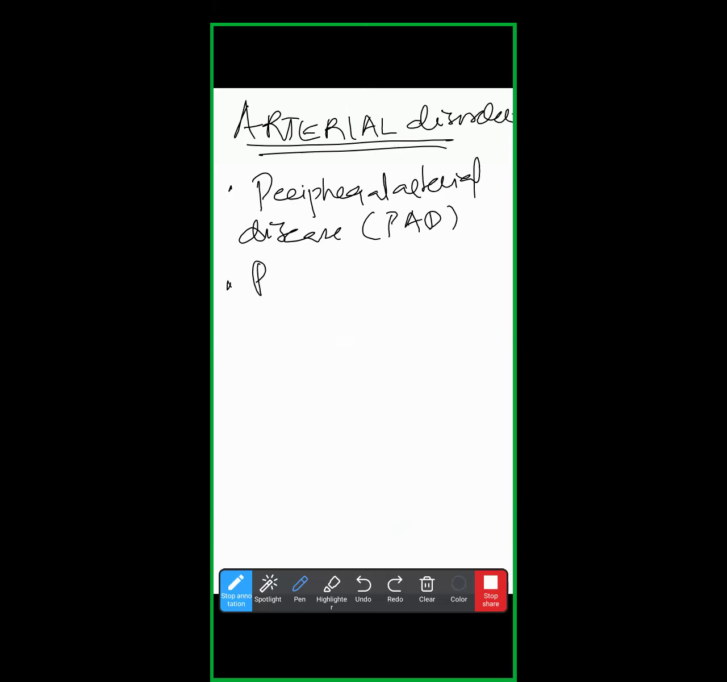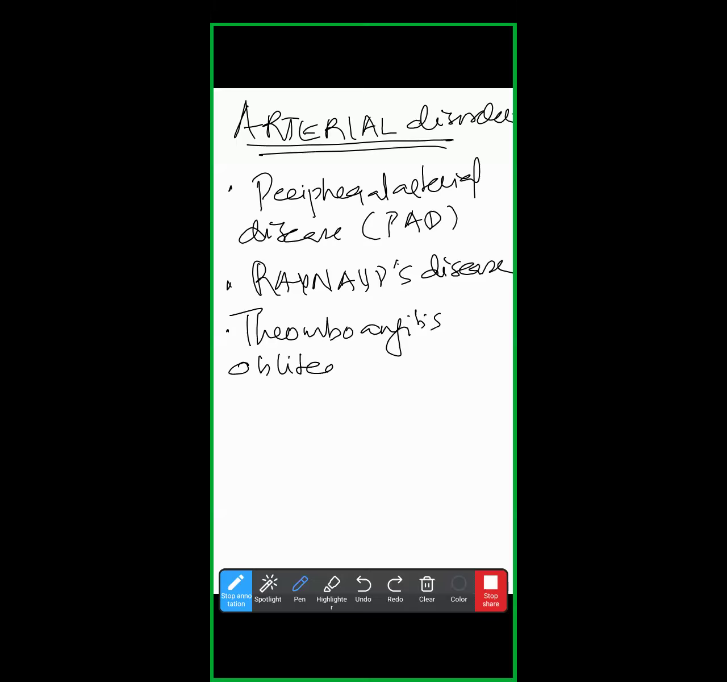And secondly, Raynaud's disease. And thirdly, thromboangiitis obliterans or Buerger's disease. In short, TAO. So among these three diseases, first we will discuss thromboangiitis obliterans or Buerger's disease.